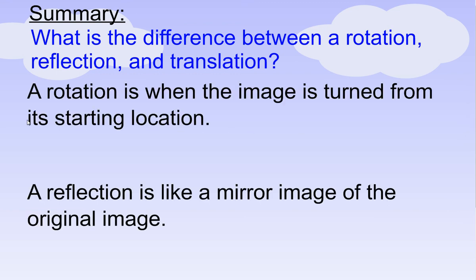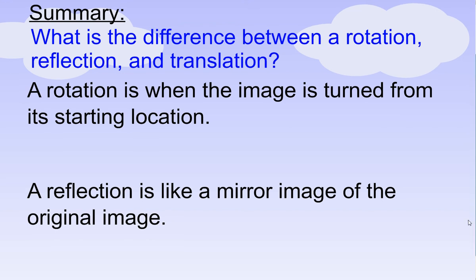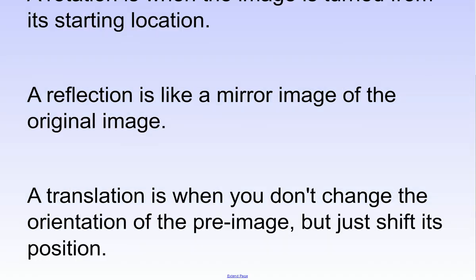A rotation is when the image is turned from its starting location. So you take the picture, you turn it about some axis, about some center point, and there's your rotation. A reflection is like a mirror image of the original image. Another example is folding a piece of paper in half, which shows a reflection. And a translation is when you don't change the orientation of the pre-image, so you don't change the rotation or the reflection of it. It stays exactly the same, but it's just shifted in its position. You just move it from one place to another, up, down, left, or right.